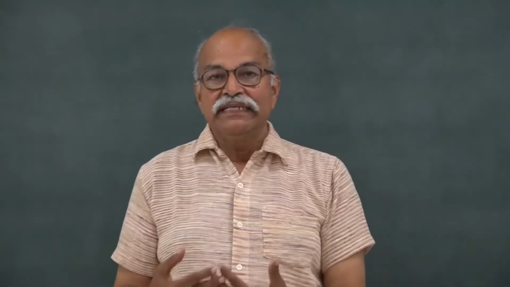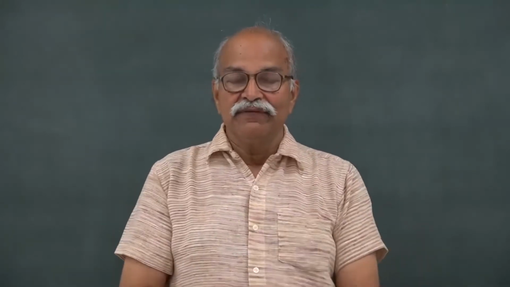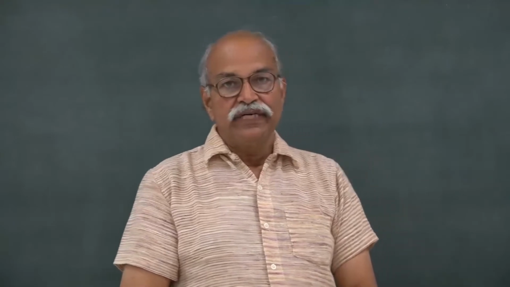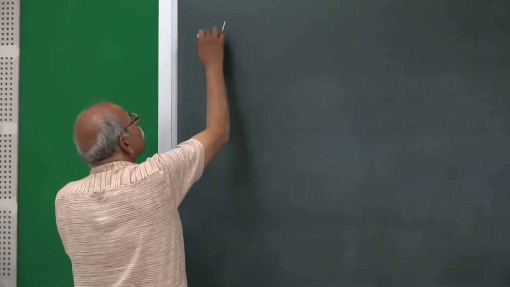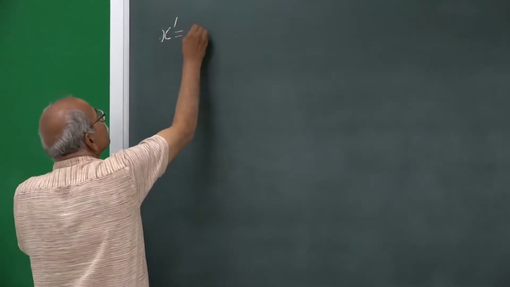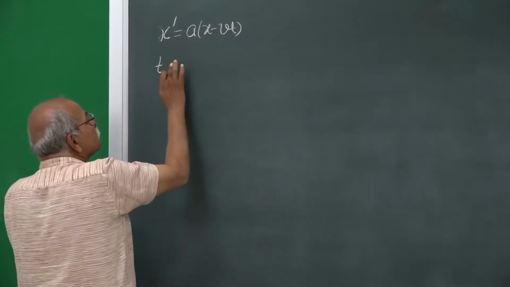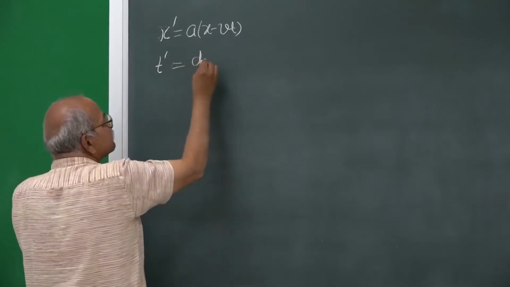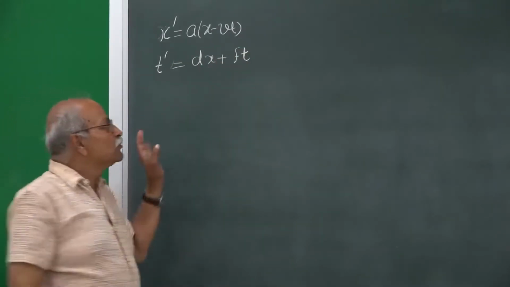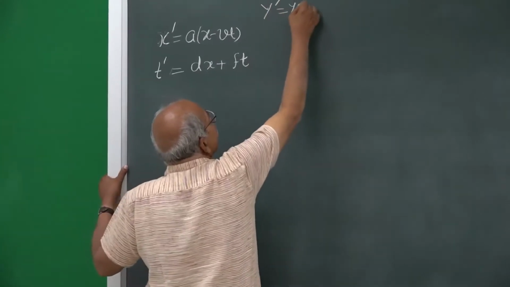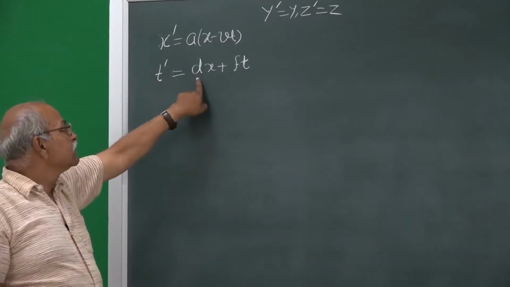Then together with homogeneity of space, homogeneity of time, isotropy of space, we started writing equations and we reached a stage where x prime was some constant times x minus v t, and t prime was some d x plus f t. Of course, we had taken y prime is equal to y and z prime is equal to z.